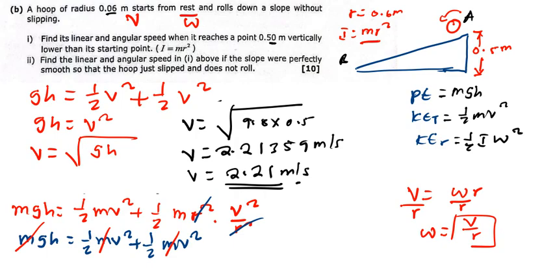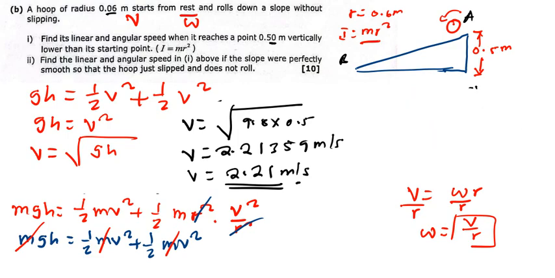Now, I want you to understand another thing here. Let me just get rid of this. We have found that v is equal to 2.21 meters per second. The question was, and is still saying, find its linear and the angular speed. So this is the linear speed. Let's find the angular speed. So the angular speed is w.